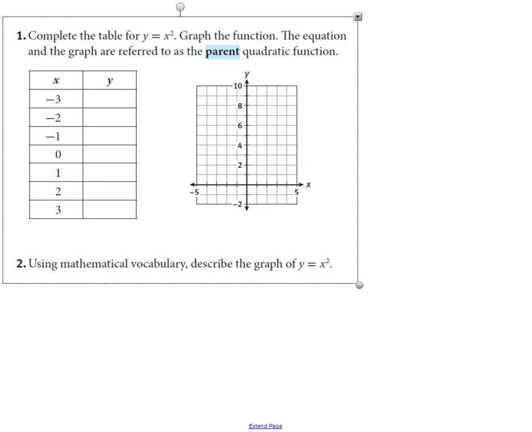All right, number 1. So we're on the next page. Almost new stuff, kind of old stuff. Complete the table for y equals x squared and graph it. So we've done this. It's not so bad. So -3 squared is 9. -2 squared, 4. 1, 0, 1, 4. Okay, then we graph it.